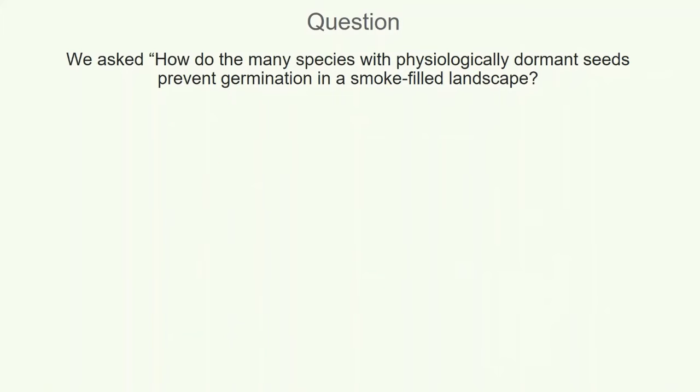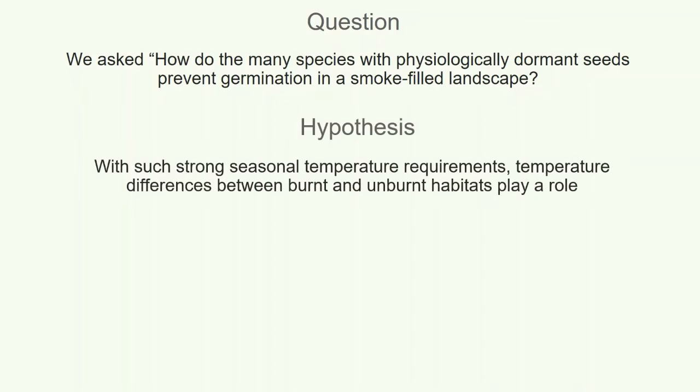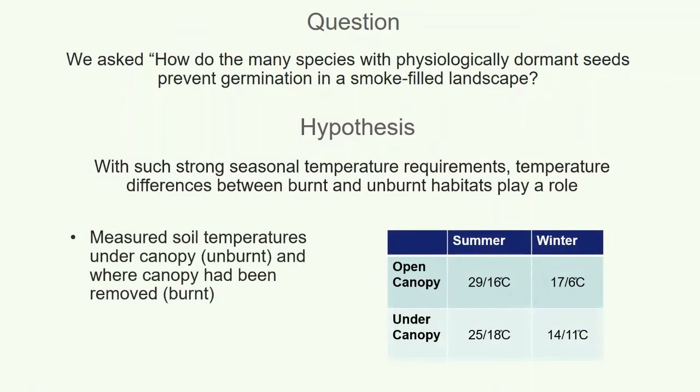So the main question we asked in this study was, how do the many species with physiologically dormant seeds prevent germination in an unburnt but smoke-filled landscape. And we hypothesized that because many physiologically dormant species have a seasonal requirement for breaking dormancy and promoting germination, there's likely to be something to do with the temperature they experience in the burnt or unburnt habitats. So we went out and measured soil temperatures both under canopy, so in unburnt areas, but also in open areas where the canopy had been removed by fire.